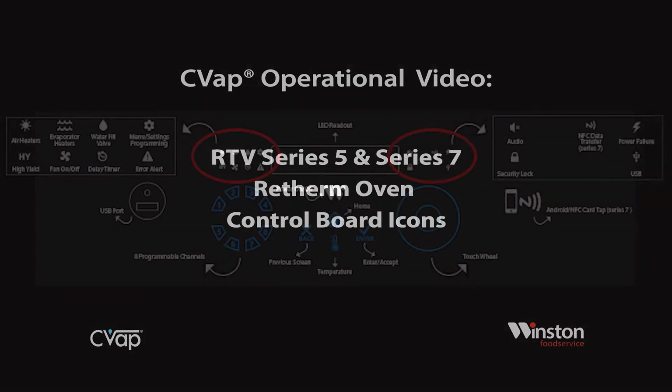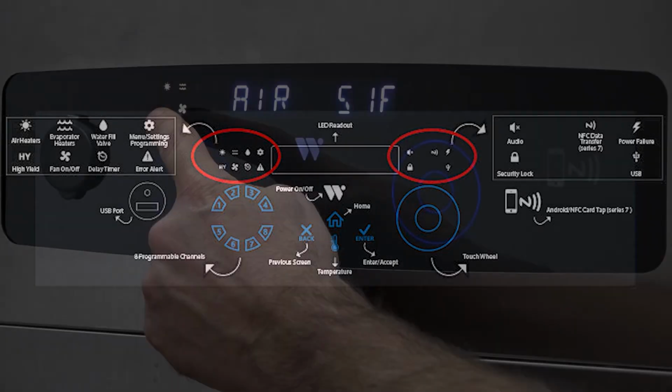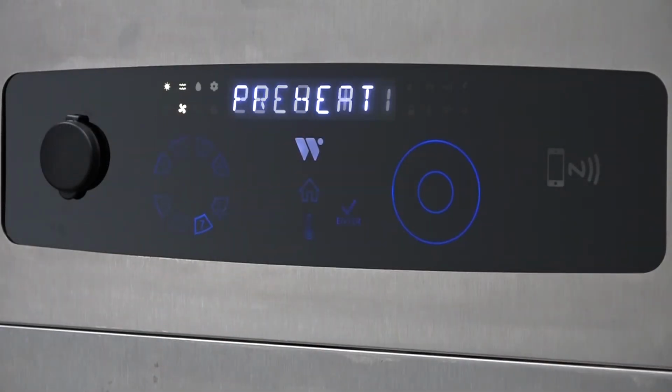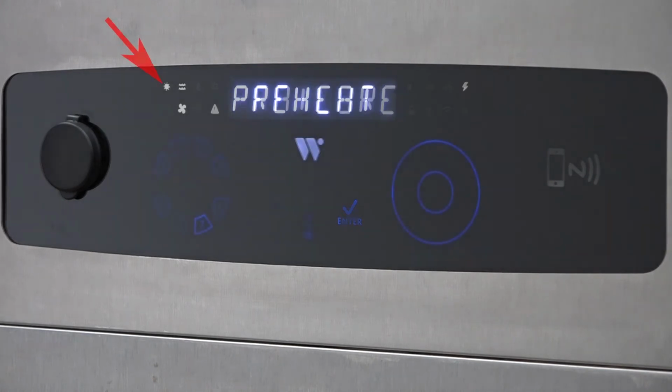This video will cover the indicator icons that are located to the left and right of the LED readout display. The icons indicate when a component is on or when a function is being completed. They can also indicate when there is an issue. The sun icon indicates when the air heaters are on.